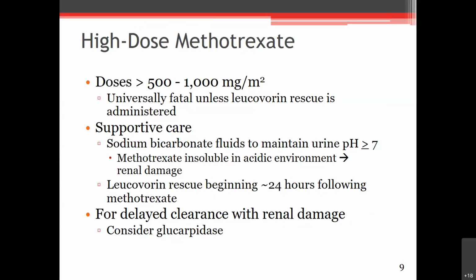Typically, our leucovorin rescue is going to start about 24 hours after the start of methotrexate. However, you'll find in certain protocols that give the methotrexate over 24 hours as a continuous infusion that will usually push the leucovorin out to start at hour 36 or sometimes even 42. And then for patients who do have delayed clearance with renal damage, we can consider a drug called glucarpidase, and we'll talk about that a little bit more later.